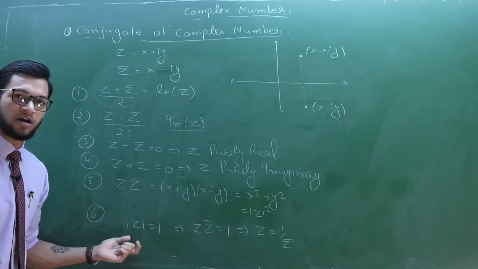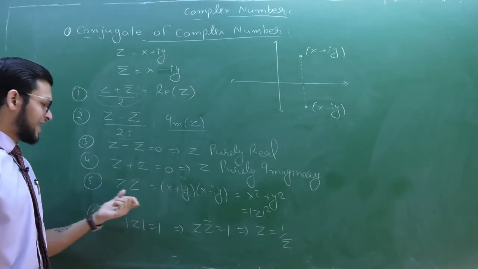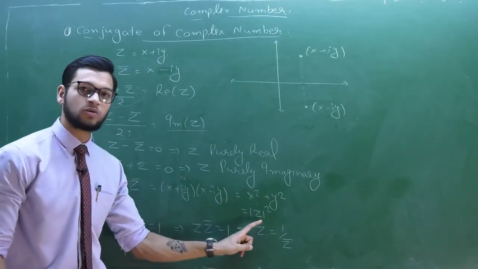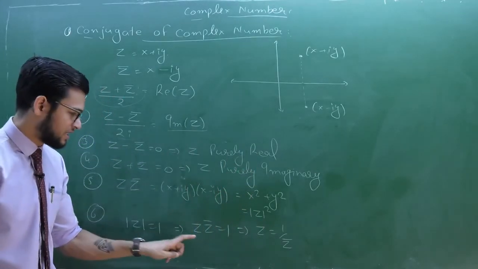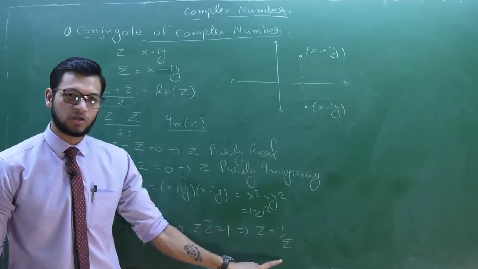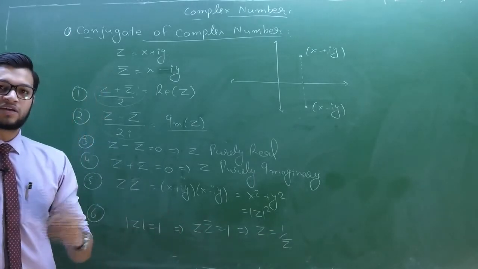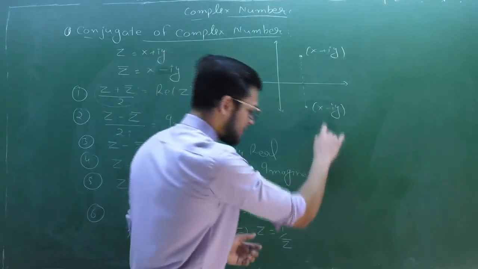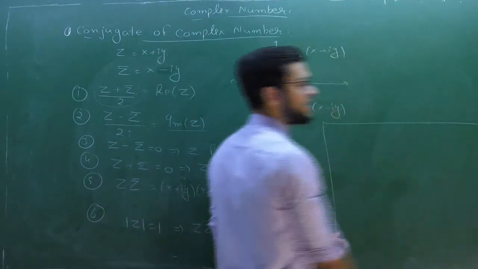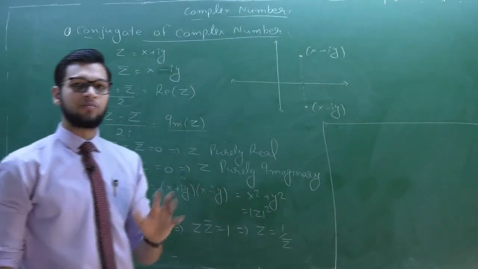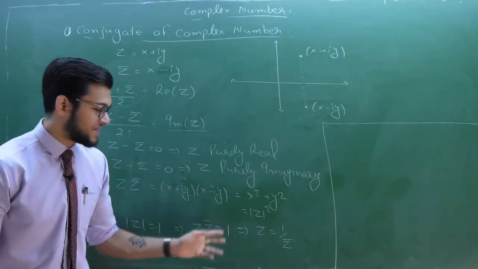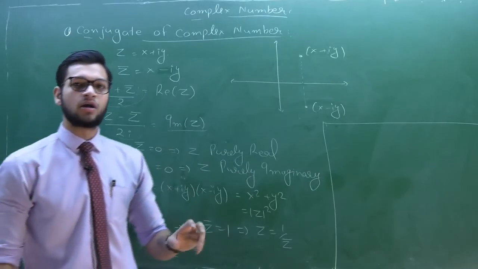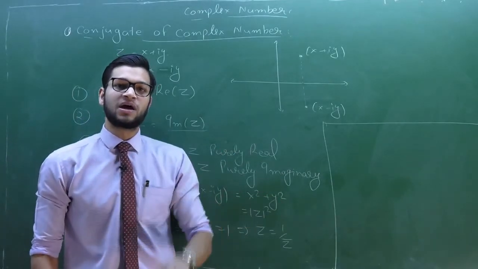If we have mod of z as 1, it means z multiplied by conjugate of z is equal to 1. If z multiplied by conjugate of z is equal to 1, then we can say z will be equal to 1 upon conjugate of z, or conjugate of z will be equal to 1 upon z. So in any question, if we have mod of z equal to 1 directly or indirectly, we just need to replace z by 1 upon conjugate of z, or conjugate of z by 1 upon z.